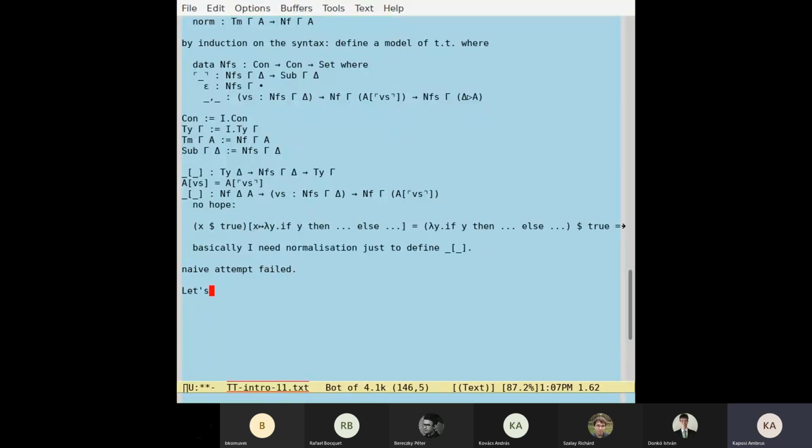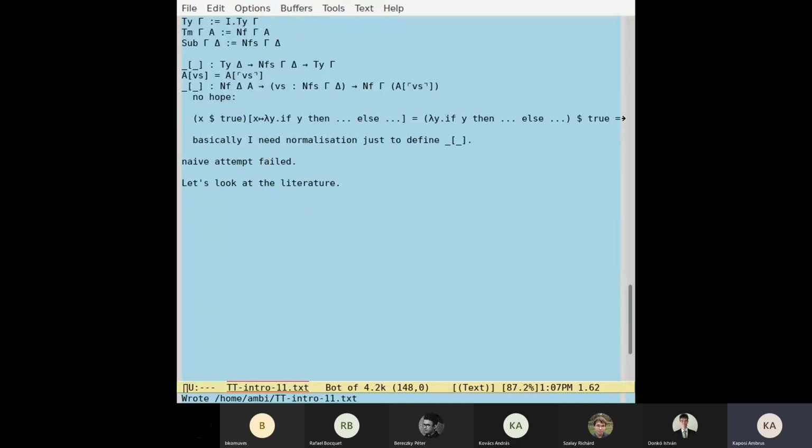So let's look at the literature. Let's see how people do this stuff. When we look at how people do this stuff, we would do it in 2 steps. First, we prove a simpler thing, which is called canonicity, a special case of normalization. The proof method is very similar, but simpler. And then we can look at normalization after we familiarized ourselves with this simpler case.